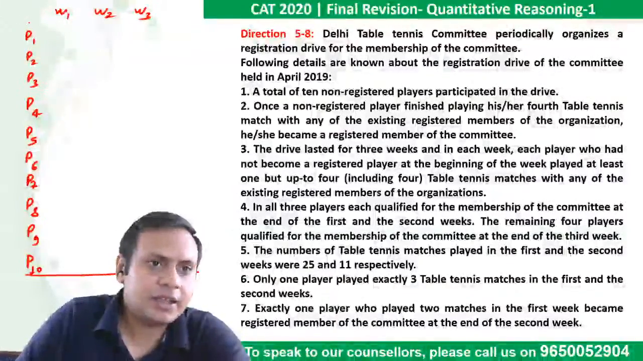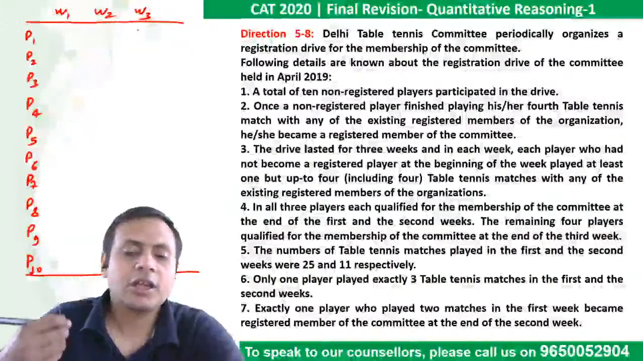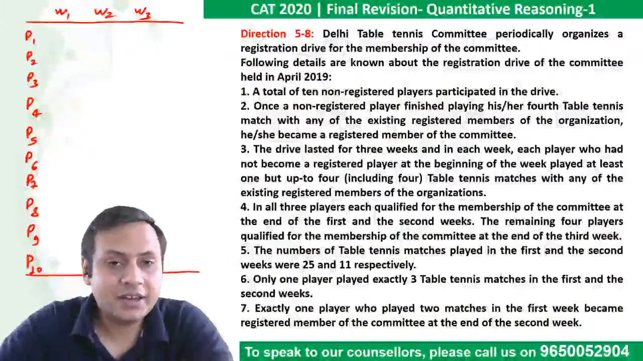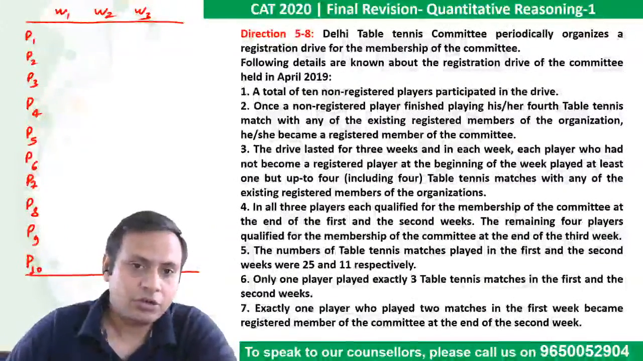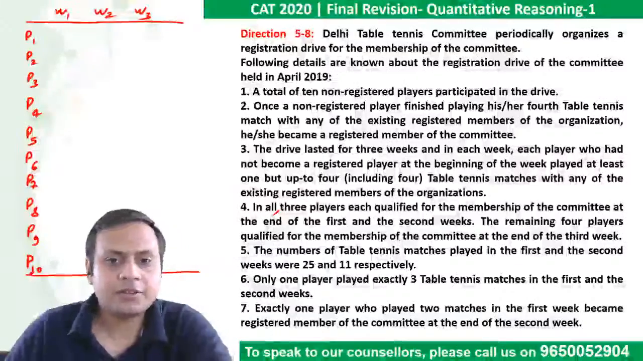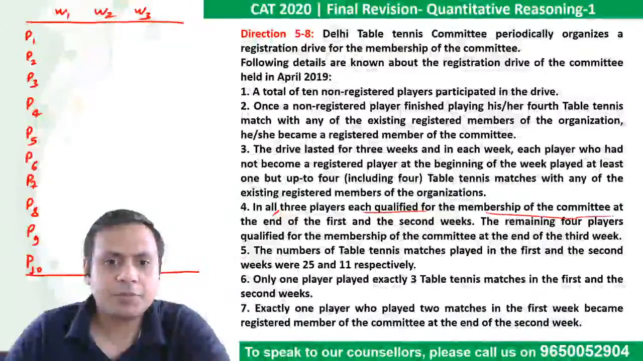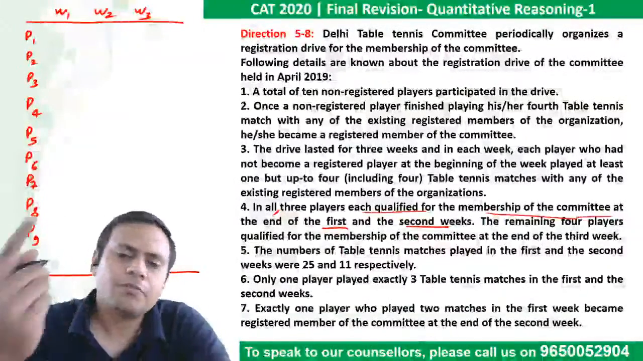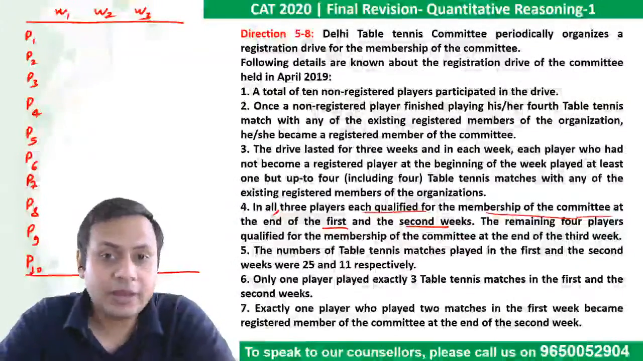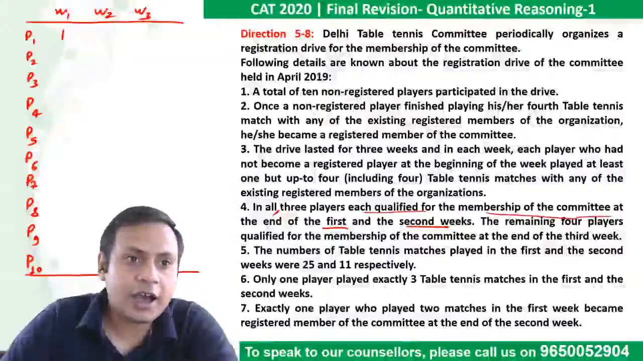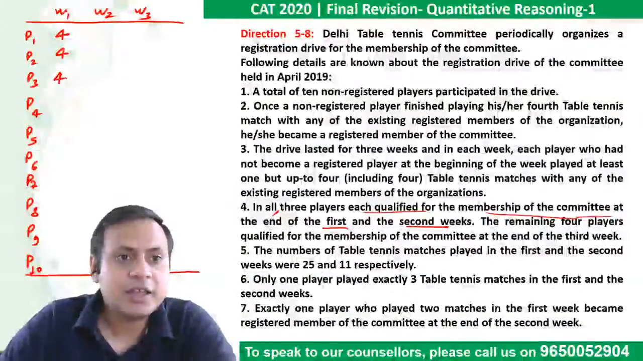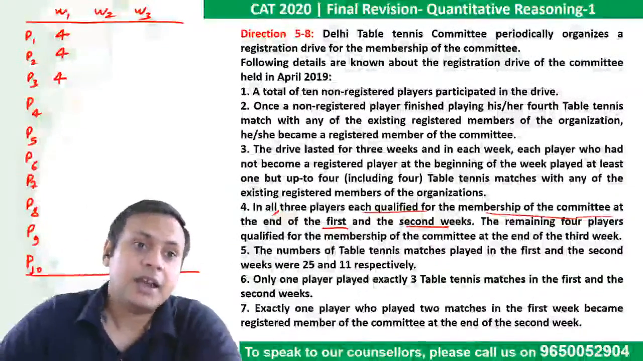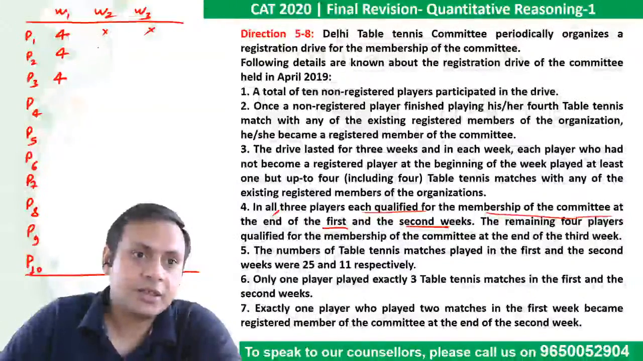So here I am writing the number of matches played in each week. By the way, notice one thing. In all, 3 players each qualified for the membership of the committee at the end of the first week and the second week. If that's the case, then obviously 3 players must have played 4 matches each. Suppose those are P1, P2 and P3. They completed their 4 matches in the first week itself, and after that they will not play any other match in the coming weeks.